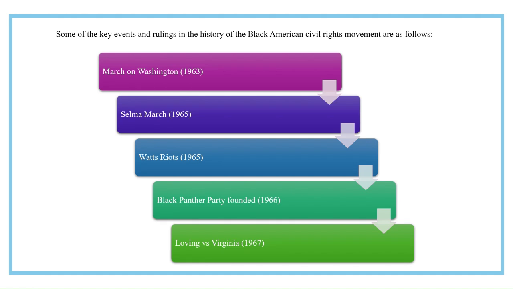On June 12, 1967, the U.S. Supreme Court ruling invalidated laws against interracial marriage in Virginia and 15 other states.